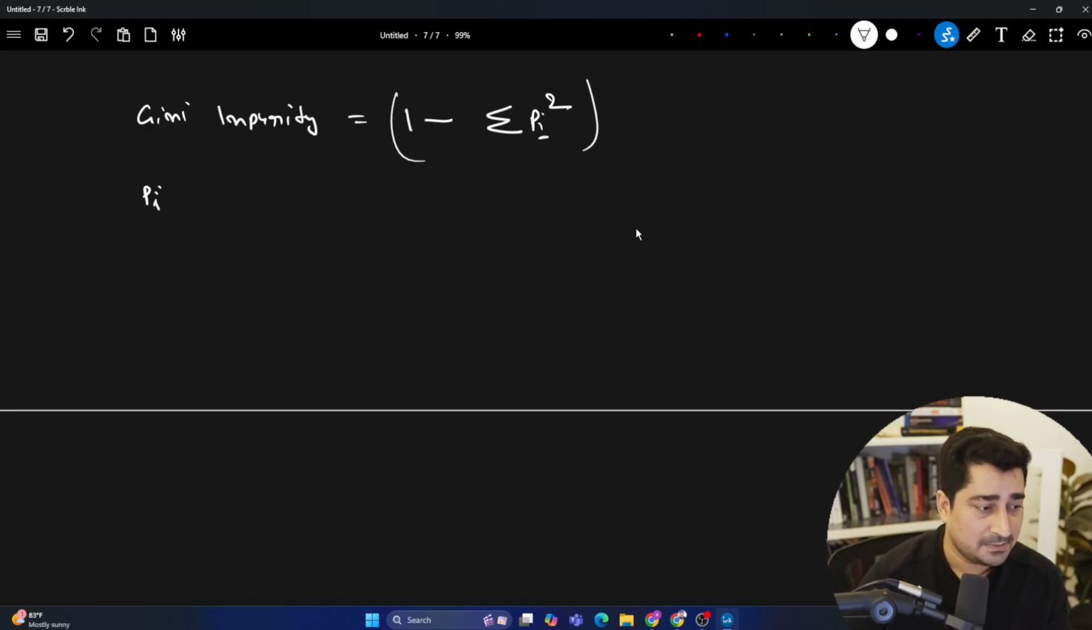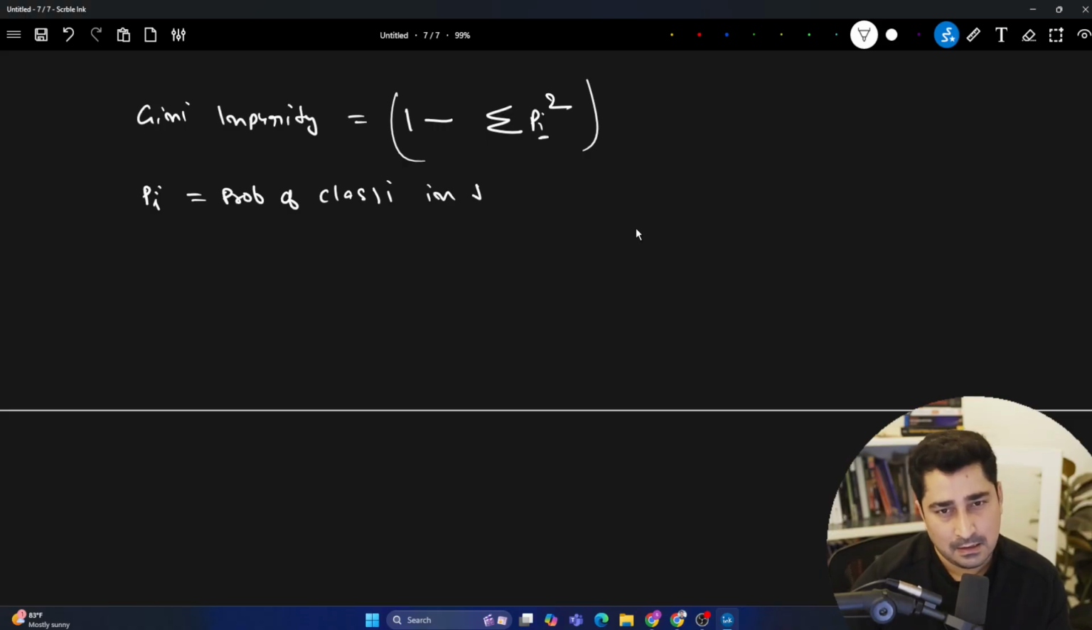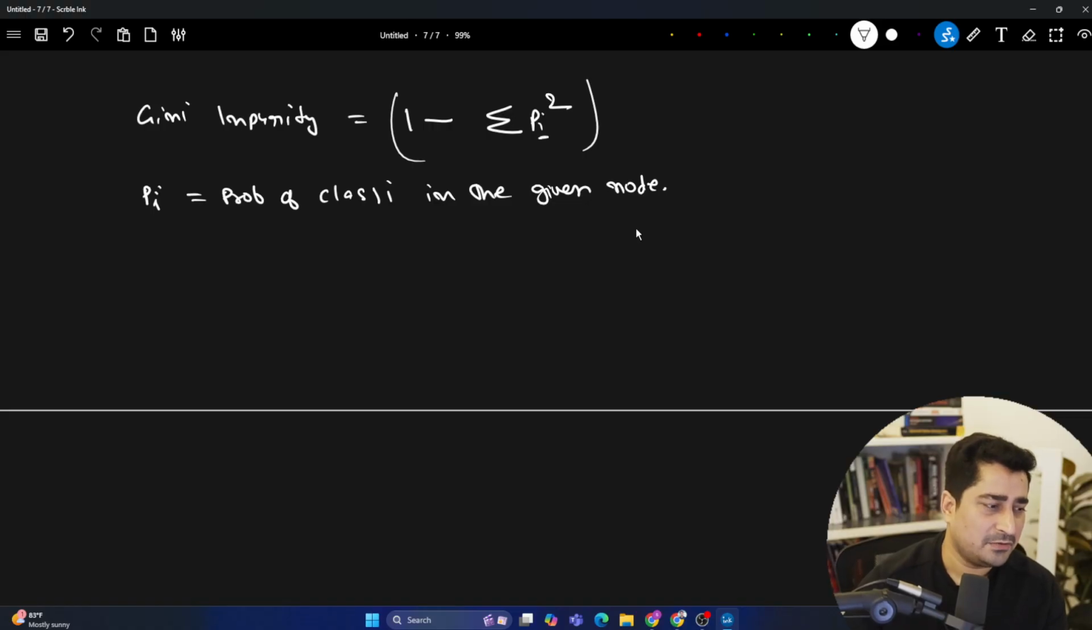So pi is nothing but the probability of basically a class i in the given node, right? What is the meaning of it? We'll try to derive it and try to understand it. Now, this is one of the factors by which you will be able to divide the data.